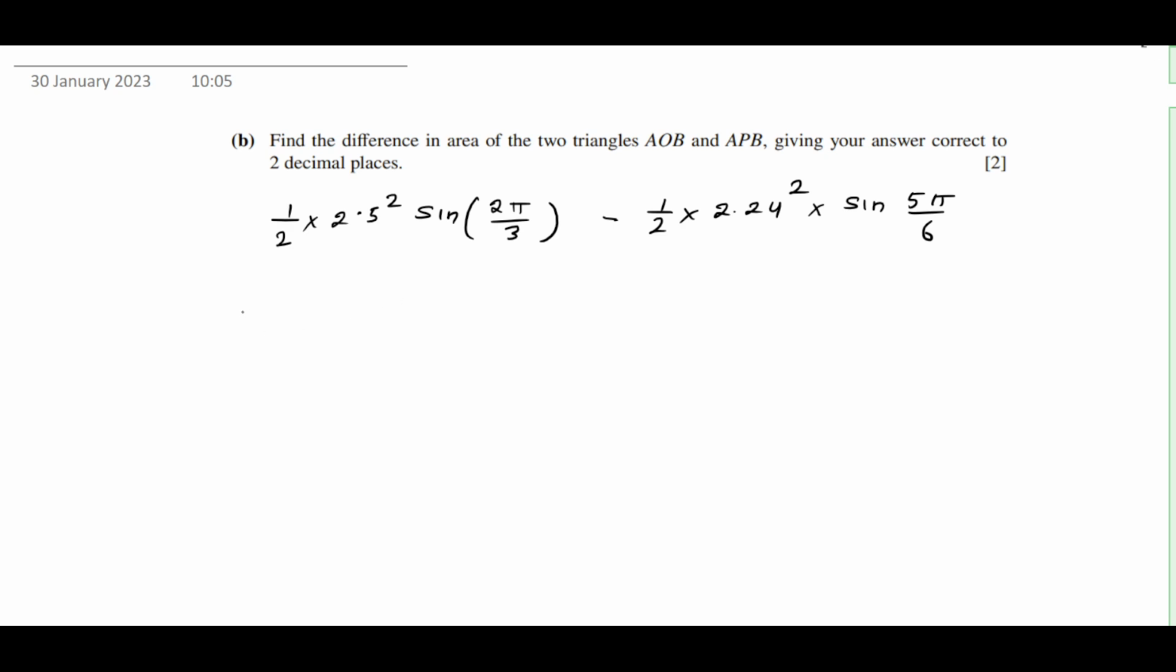So this is equal to... first change your mode to radian and then calculate it.